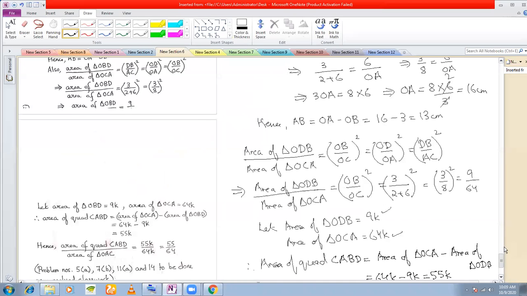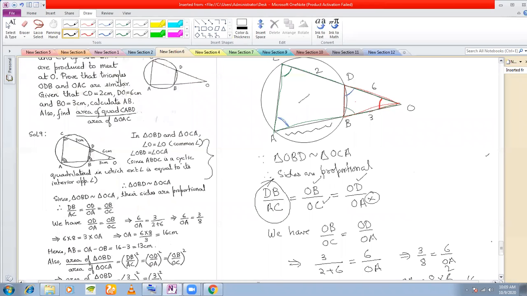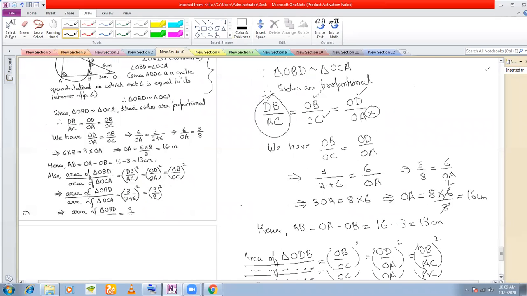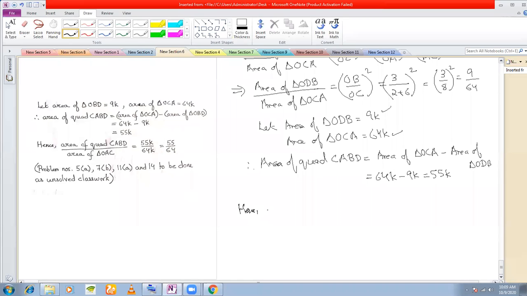And what ratio do you have to find out? Area of quadrilateral CABD by area of triangle OAC. Hence, area of quadrilateral CABD divided by area of triangle OAC is equal to 55K, which we have found out, and area of triangle OAC is 64K. This is 55 by 64 because K and K cancel.